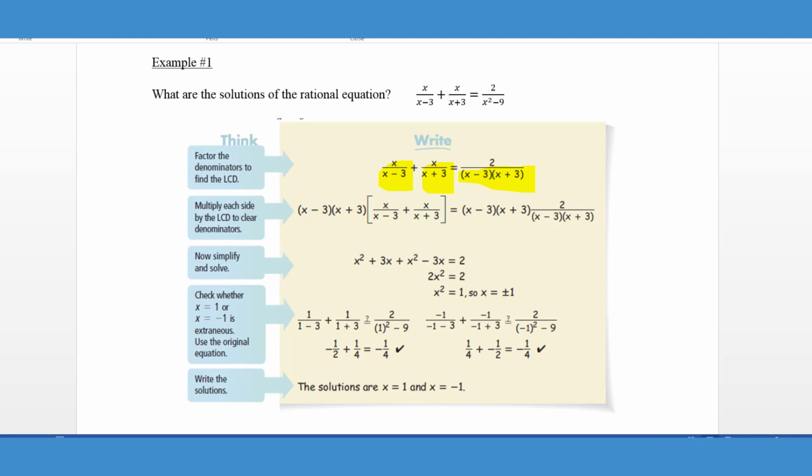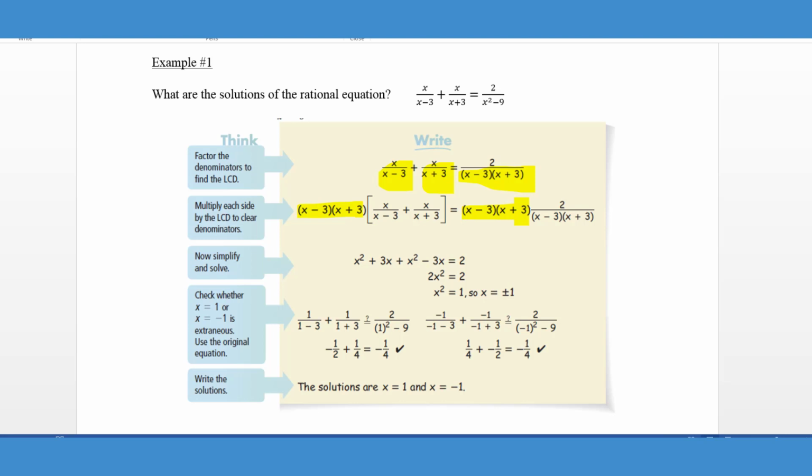And so we're going to use that actually to multiply to both sides of the equation. And when you do that, you actually end up canceling out different parts of the denominators so that you're left with just a simple algebraic equation.